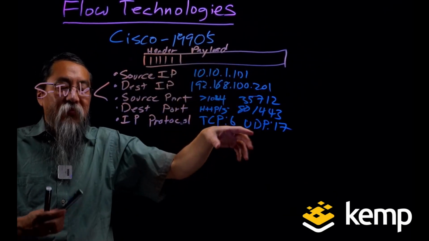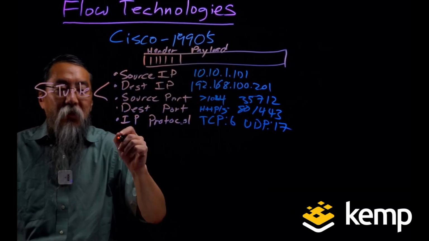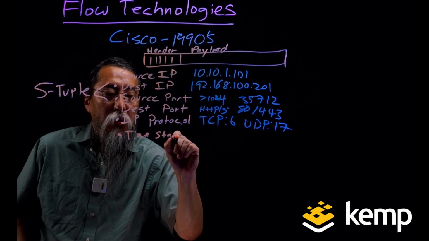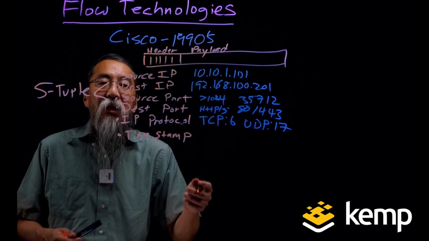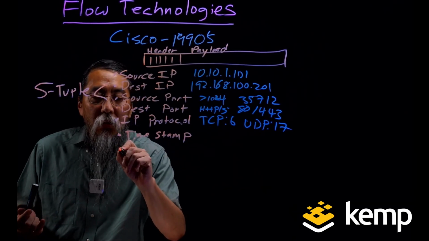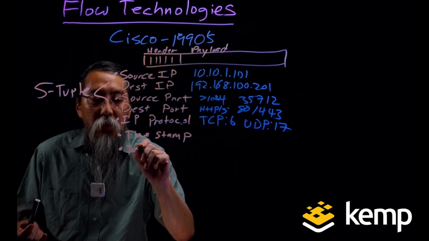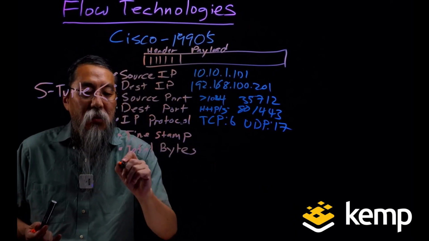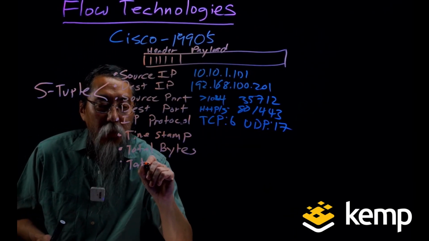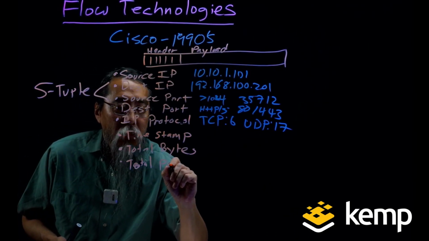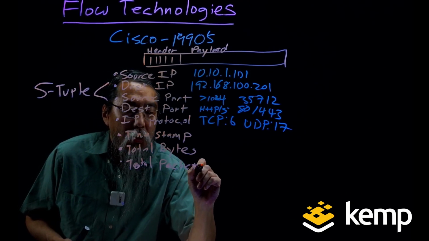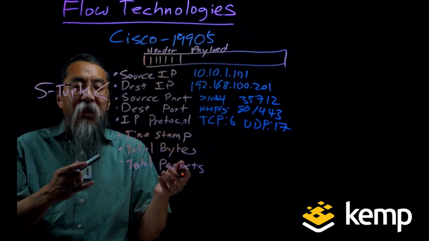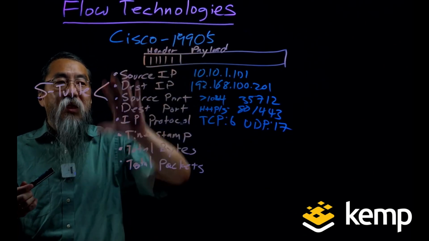And since we're collecting this information, we're also going to collect a few other bits of information. For example, we're going to collect the timestamps. So when did it start? When did it end? Therefore, how long did it last? We're going to look at the total number of bytes. So how much volume was sent? And the total packets. And by using these two, we can determine the average packet size. So there's lots of cool information. And that's what we determined with this flow technology.